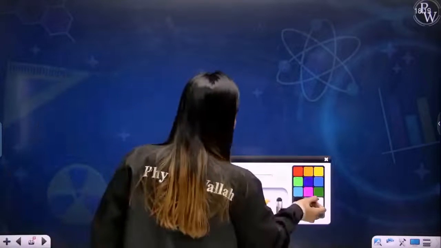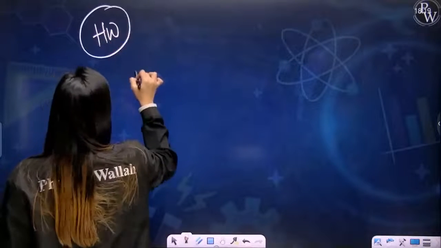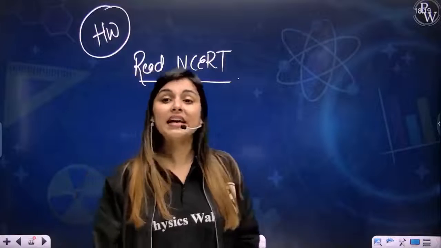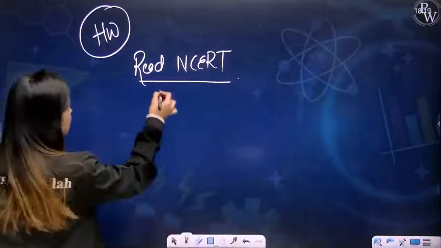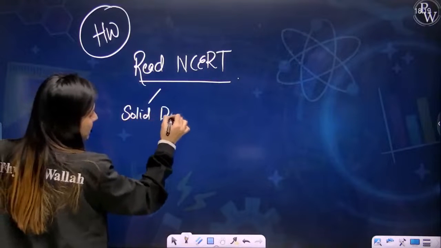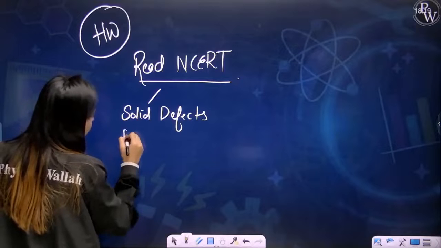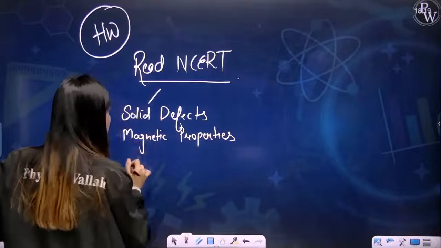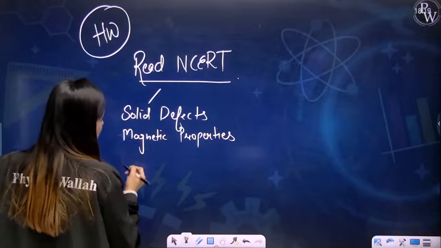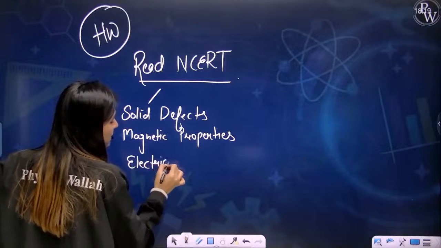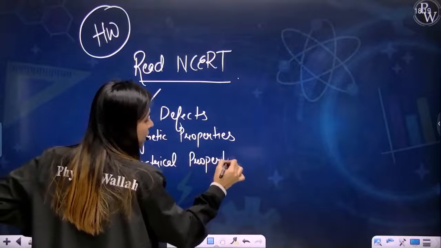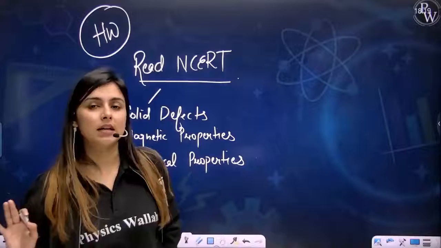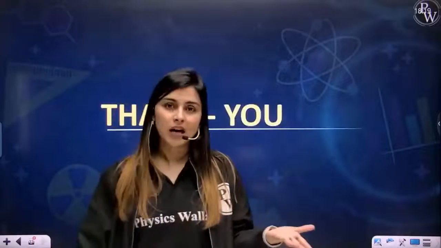With this, we have ended our session. You have a homework here, my dear students. You have to read the NCERT of this particular part. You have to read NCERT of both the particular parts. In fact, you will have to read NCERT of solid defects, magnetic properties, and what we did? Yes, we did electrical properties as well. These all three topics you have to read NCERT, because the questions will be asked only and only from NCERT. Because nothing higher level can ever be asked, because it is a theoretical part.